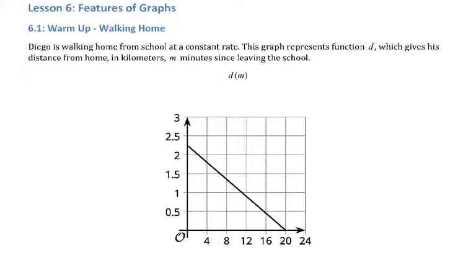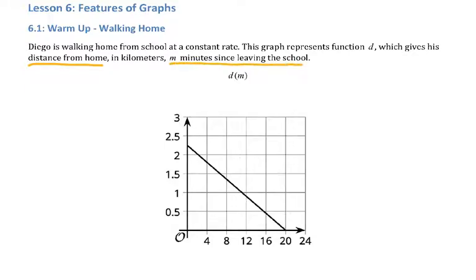Okay, this is lesson 6, features of graphs. So we've got a graph here, and here's the situation. We know that Diego is walking home from school at a constant rate. The graph represents the function d, which gives his distance from home. And I'm just going to underline that distance from home in kilometers, m minutes since leaving school.